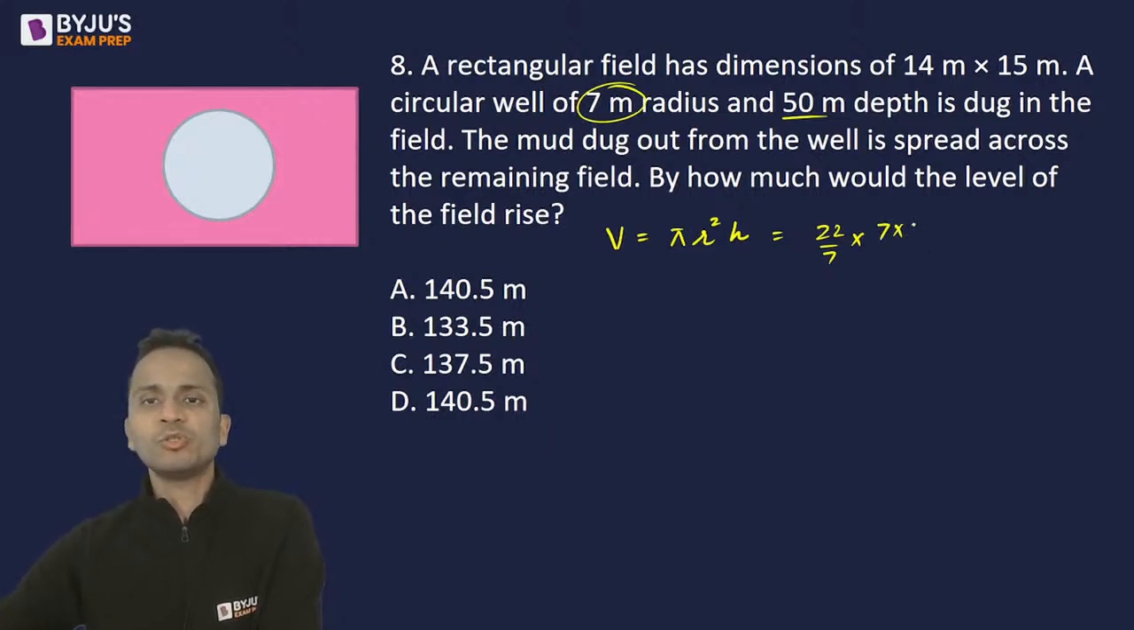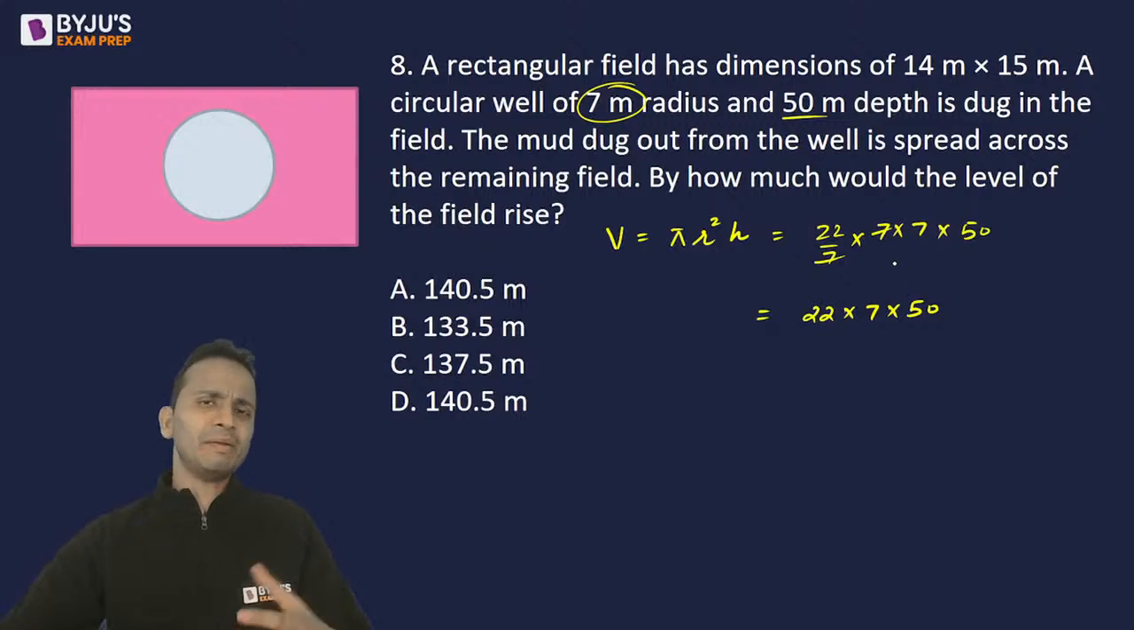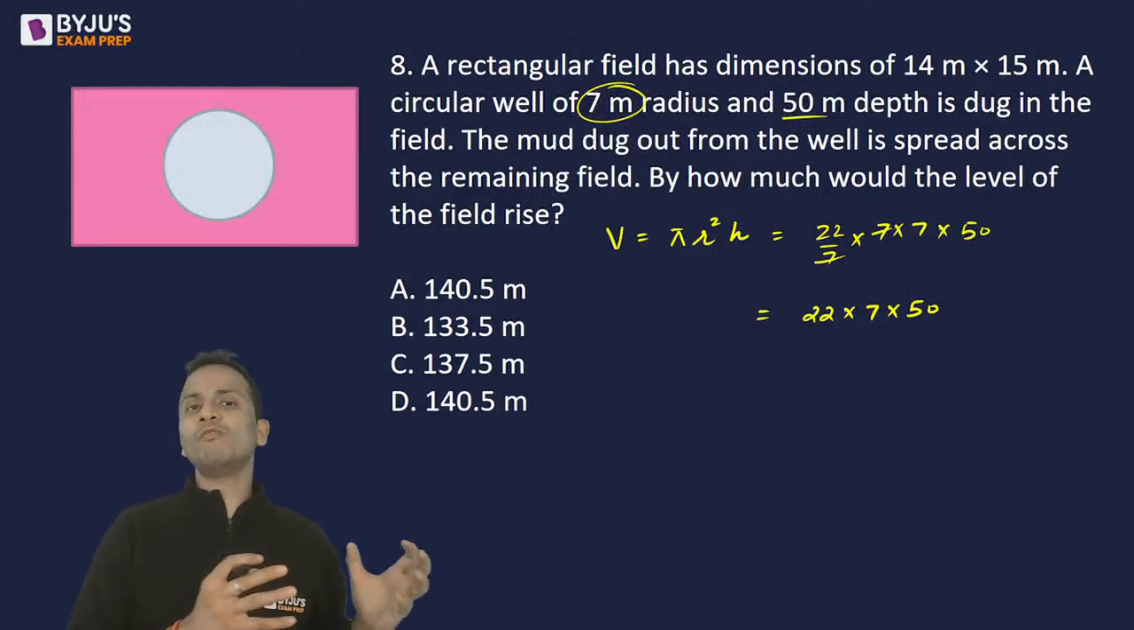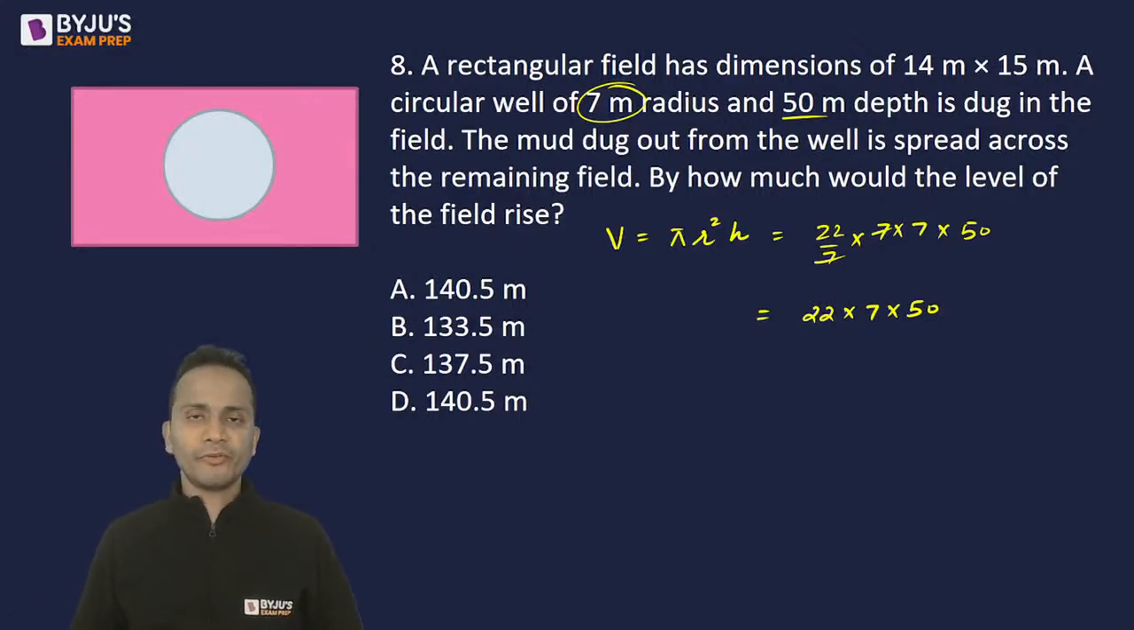So 7 into 7 multiplied by 50, right? So 7 and 7 get cancelled. So I can say that the volume of the mud that is dug out is 22 into 7 into 50. There is no need to multiply. It might be possible that later on some things will get cancelled out. Okay, so this is the total volume that we have taken out, right?